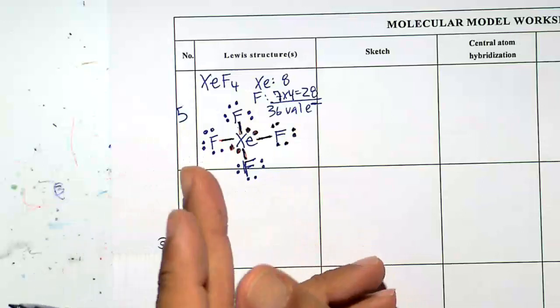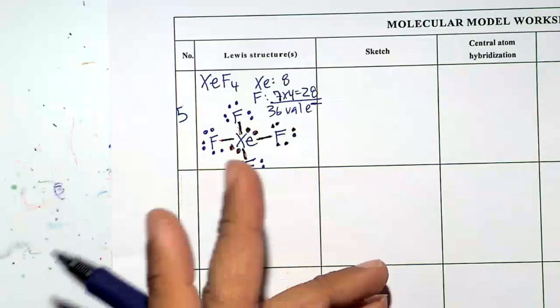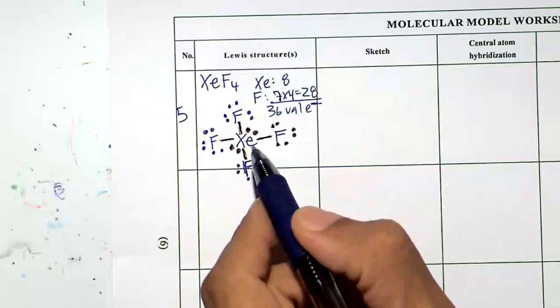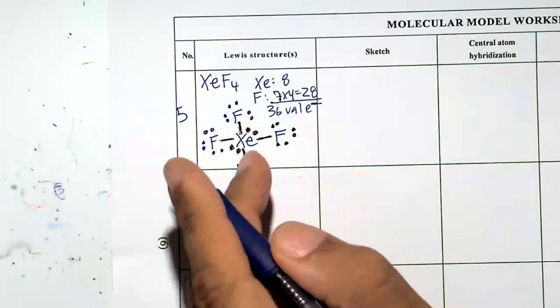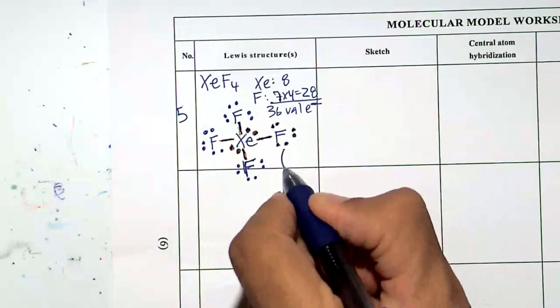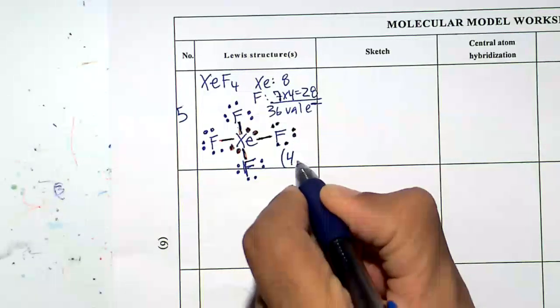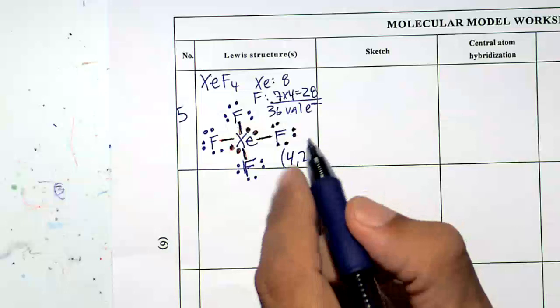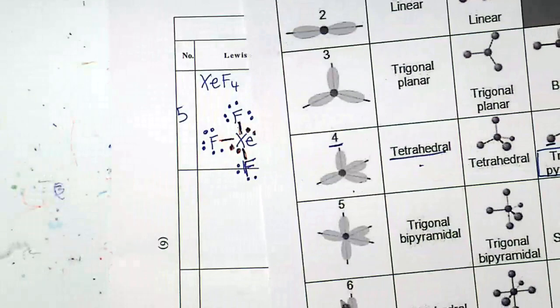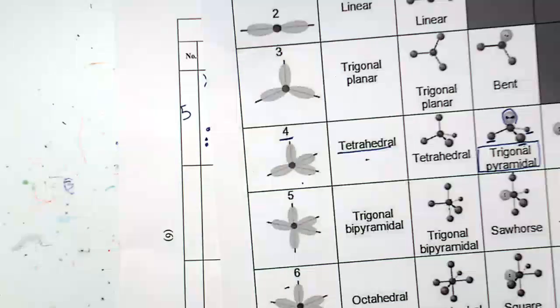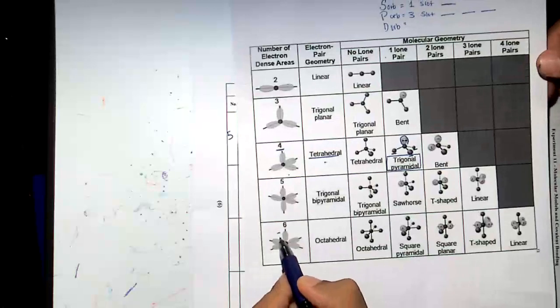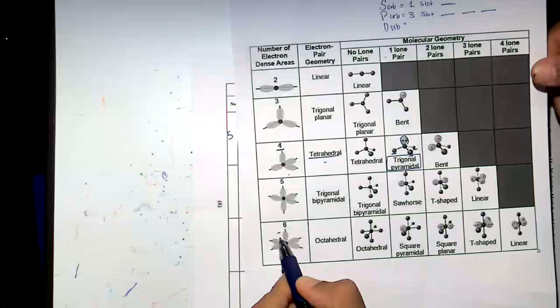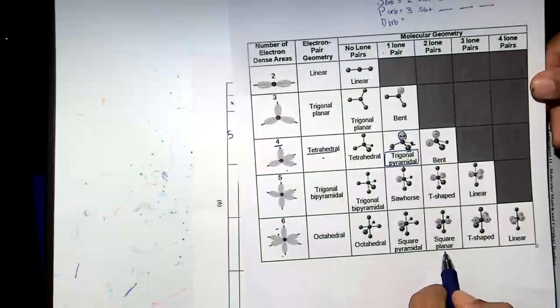So how many bonding things are around the xenon? 4 fluorines and 2 lone pairs, right? So this is 4 bonds and how many lone pairs? 2. So we have 6, and out of those 6, how many are lone pairs? 2. Square planar. Okay.